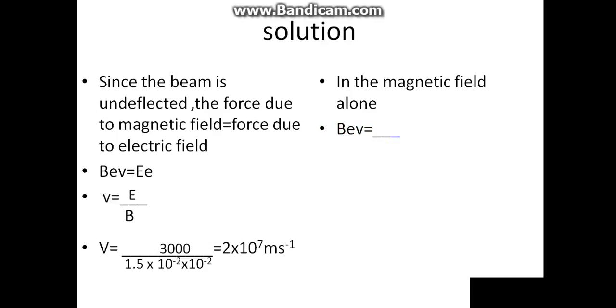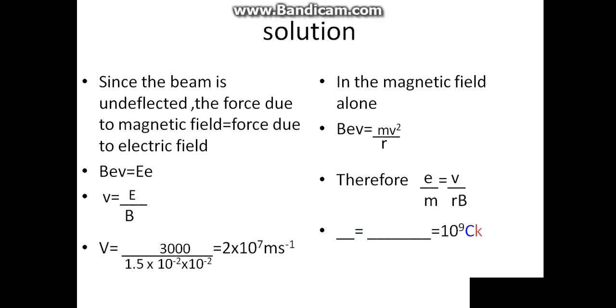In the magnetic field alone, BeV is equal to mv squared over r. Therefore, e over m is equal to V over rB. e over m is equal to 2 × 10^7 all over 2 × 10^-2, which is equal to 10^9 coulomb per kilogram.